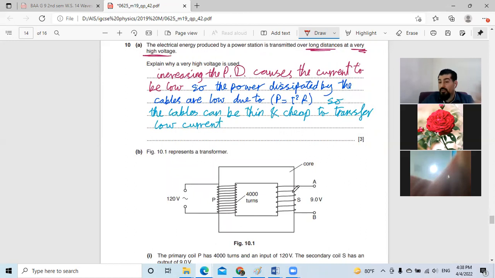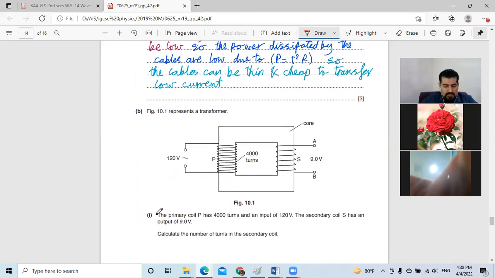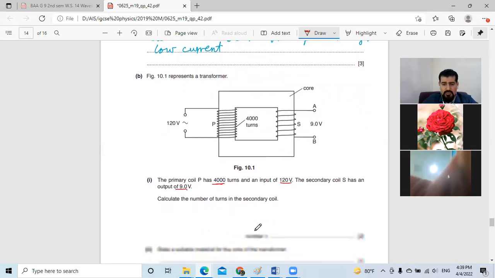Part B. From the figure, we are talking about transformers here, with an input voltage for the primary and an output voltage between A and B for the secondary coil. The figure represents a transformer. The primary coil has 4,000 turns and the input is 120 volts, and the secondary coil has an unknown number of turns with 9 volts. They ask us to calculate the number of turns in the secondary coil.